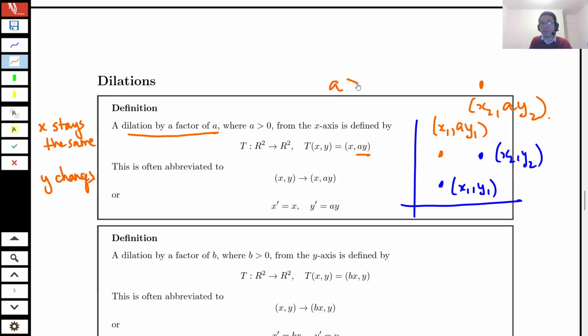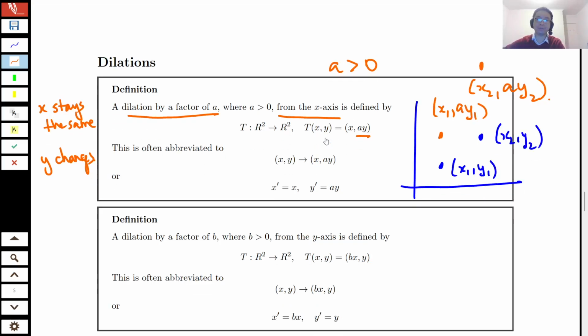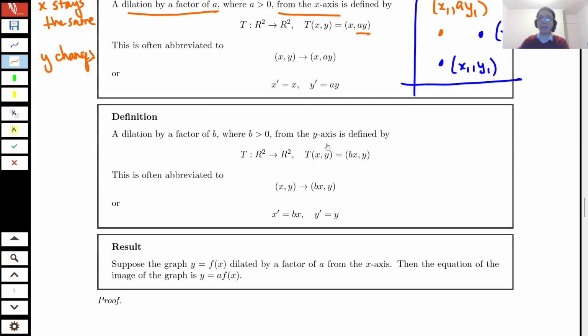Okay, here I've chosen a to be positive, and maybe a equals 2, just for example. Okay, notice that this gap is smaller than this vertical gap here. That's what's supposed to happen with a dilation. Alright, that's a dilation from the x-axis, and it causes the y value to change. Similarly, I can dilate by a factor of b from the y-axis, and what this does is, this causes x to change, whereas y stays the same.